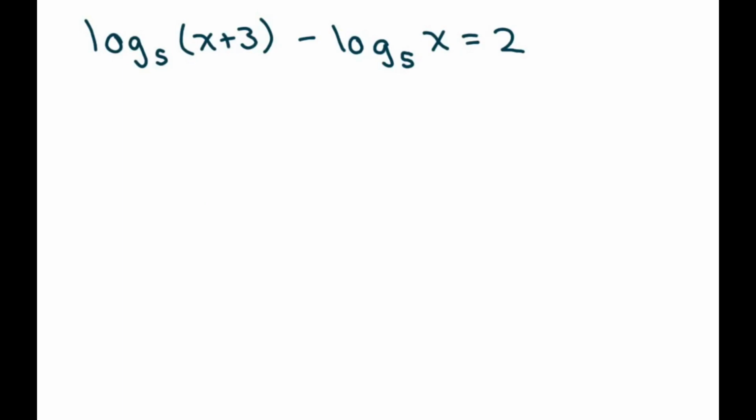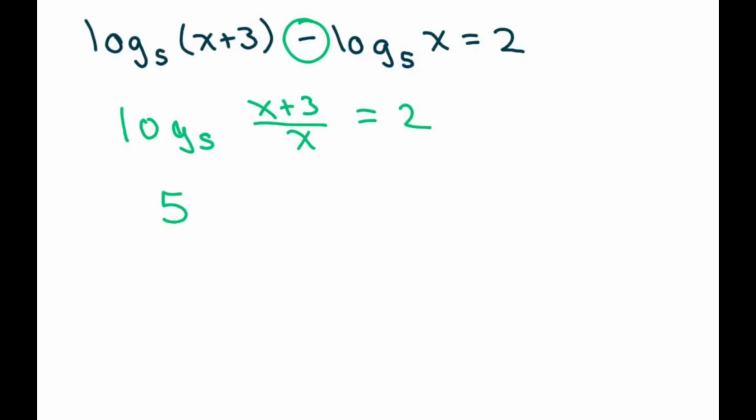So this one's the same thing. We're going to write as a single log by condensing using the quotient property, because this is a minus, so that's going to be x plus 3 divided by x. I have a single log equals 2. So basically, my base is 5, my power is 2, and my value is x plus 3 divided by x. Now 5 squared is 25, so if you cross multiply, you get 25x equals x plus 3.